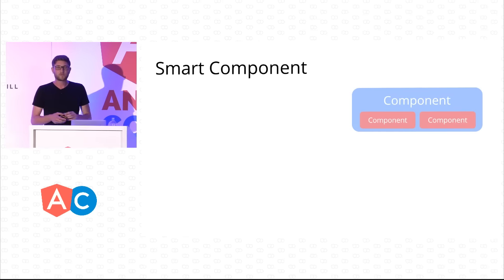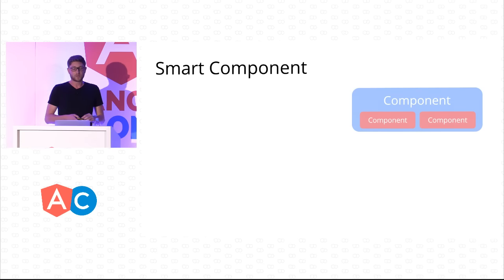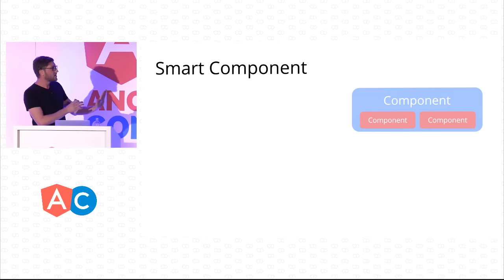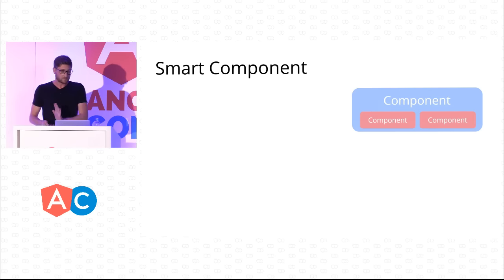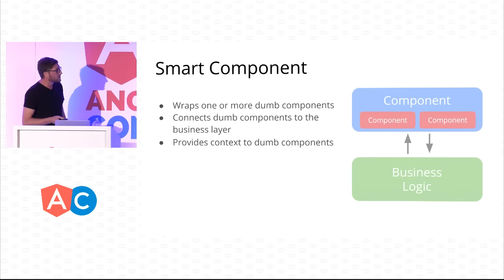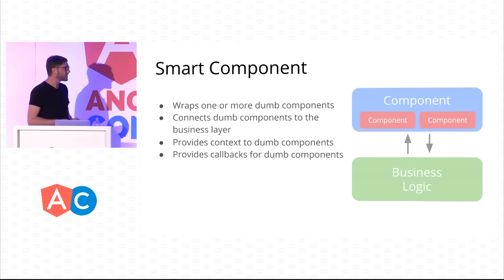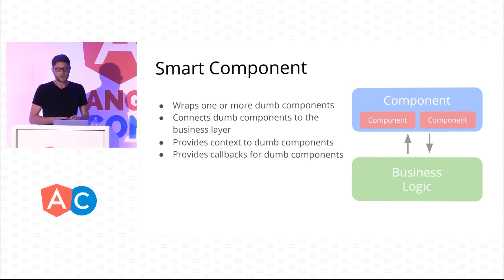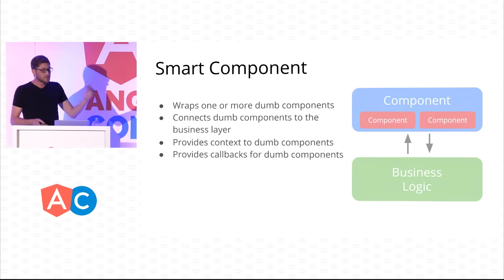Next, the smart component wraps one or more dumb components and connects them with our business logic. Its main purpose is to separate the dumb components, or our UI, from our business layer. That is achieved by providing context to the dumb components. So it will get the context out of the business logic and pass it down to our dumb components. It also provides the callbacks for the dumb components to interact with the business logic, for instance, taking user interaction and giving it to our business logic layer. Speaking in the Angular 1 world, we would say that it injects services, gets the context out of services, and also calls services to pass actions.